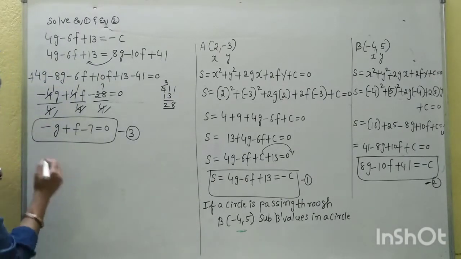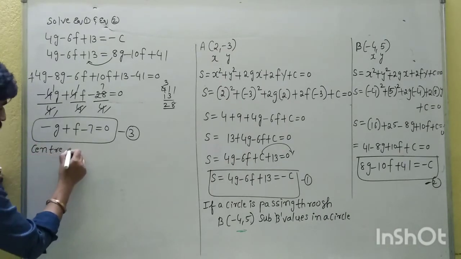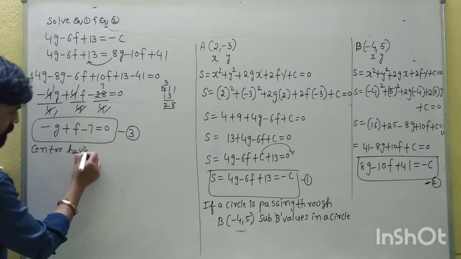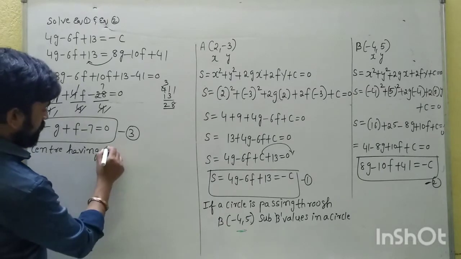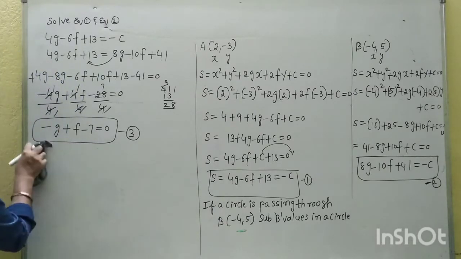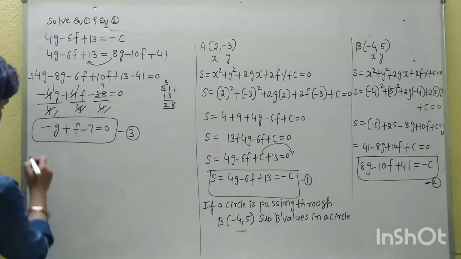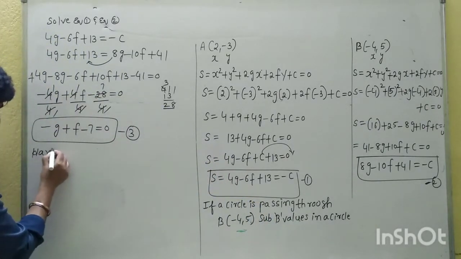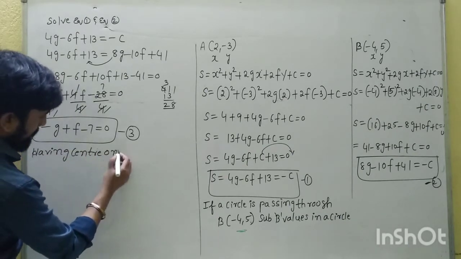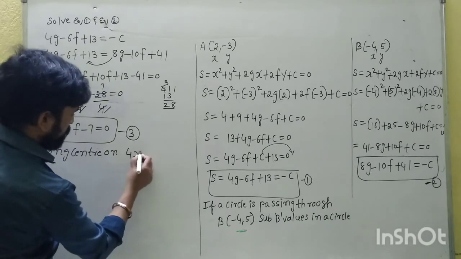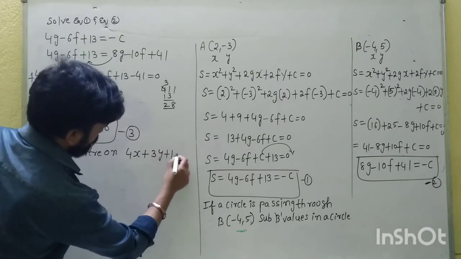according to the question, they have given that the center lies on the line 4x plus 3y plus 1 equals 0.